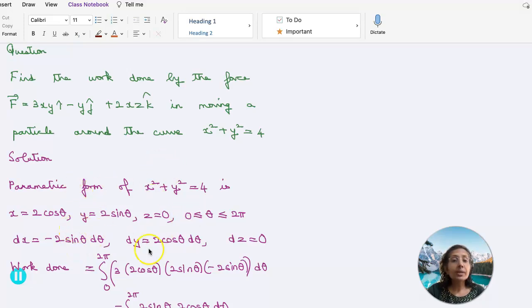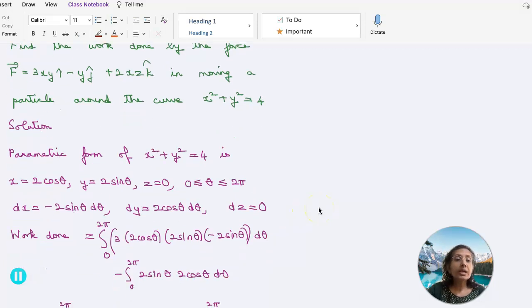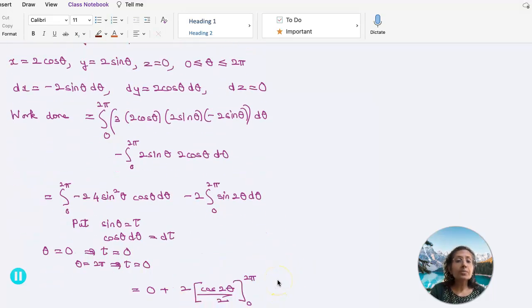So note that we have to calculate dx, dy, dz also in terms of theta. So now work done will be integral 0 to 2 pi. Why? Because theta lies between 0 and 2 pi. 3xy, that is 3 times 2 cos theta times 2 sin theta, dx is minus 2 sin theta d theta, minus integral 0 to 2 pi, y is 2 sin theta, dy is 2 cos theta d theta, and dz is 0. So this becomes integral 0 to 2 pi of minus 24 sin squared theta cos theta d theta minus 2 integral 0 to 2 pi of sin 2 theta d theta, because what is sin 2 theta? 2 sin theta cos theta.